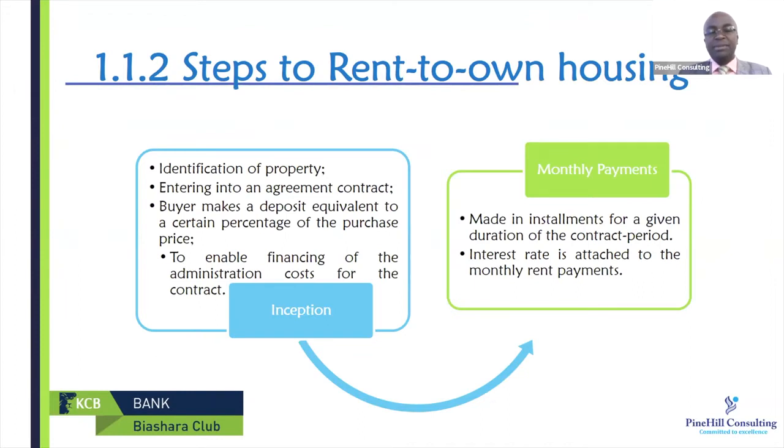So what are the steps to rent to own housing? If you are a participant here and you wish to go this way, the first thing is to identify a suitable property. This is not always easy. It has to be in the right location, with the right developer, the right quality, so that it meets your need, whether it's 2, 3, 4 bedroom houses. You have to make a deposit. To deploy this option, they'll ask you to put in some deposit, maybe not as much as an outright mortgage. And then you must have some money for the administration costs.